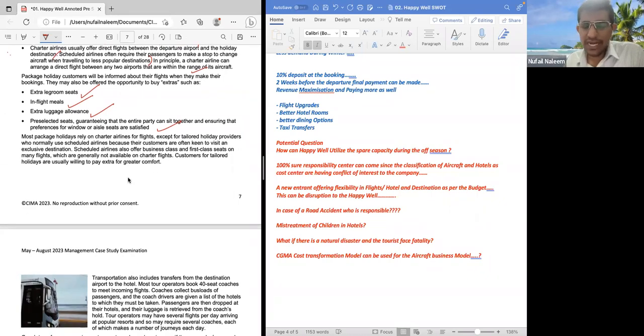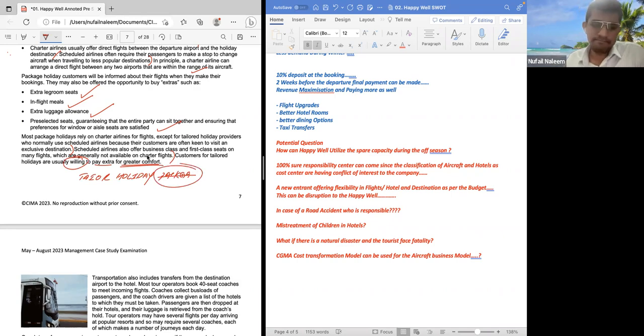Most package holidays rely on charter airline flights, except for tailored holiday providers who normally use scheduled airlines because their customers keep visiting exclusive locations. Indirectly, they are saying that partnership is important, because if we are going for new locations, scheduled airlines are the best. Scheduled airlines also offer business class and first class, which are generally not available on charter flights. Customers for tailored holidays are usually willing to pay extra for greater comfort. So indirectly, they are saying that in the case of a tailored holiday package, we have to increase our business network. That is a very important point of view.